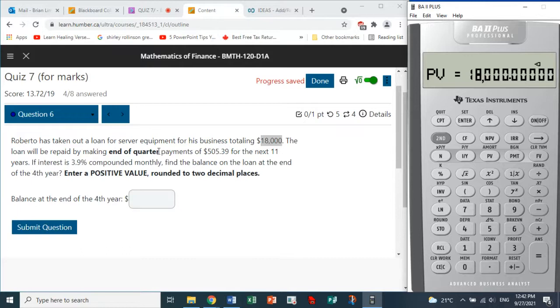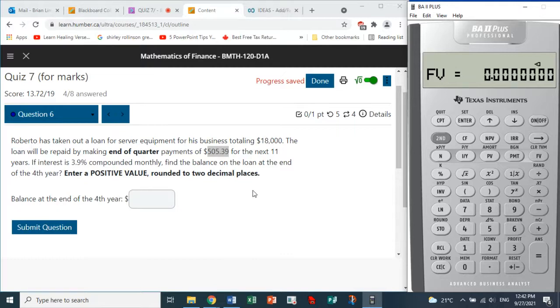All right, so the payments, these are the payments. The payments are each 505.39. Okay, right here. So 505.39 plus minus, that's the payment, and it should be 0 at the end of the 11 years. Okay, so balance at the end of the 4th year.